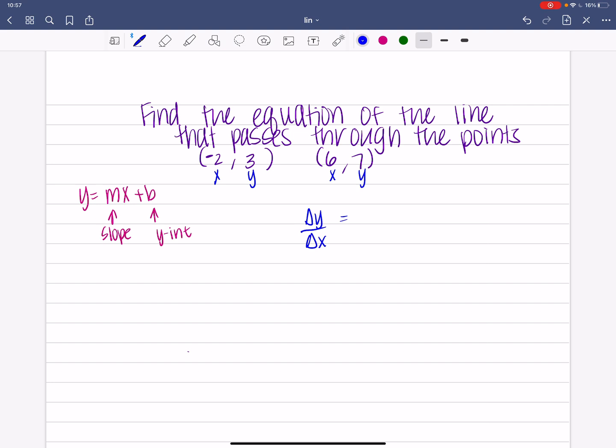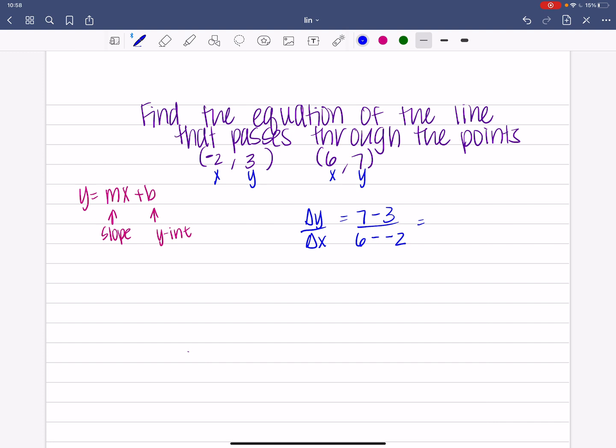Okay, so I'm going to start with 7 minus 3, because those are my y values. And then I'm going to do 6. Now be careful here. Take it step by step, because notice I'm doing 6. I'm finding the change, so I subtract. But I'm subtracting a negative 2. So don't forget, you need to have both those negatives next to each other. All right, you have to include both those negatives because we're finding the change, but it's also a negative number.